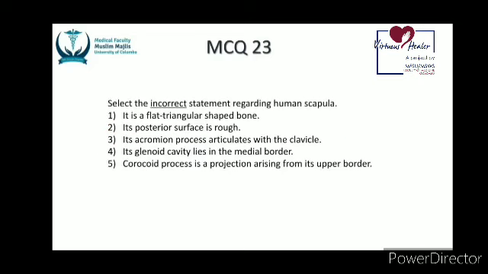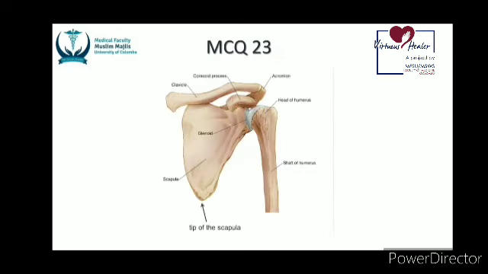Question number 23. Select the incorrect statement regarding human scapula. Number 1. It is a flat triangular shaped bone. In this diagram, you can see the scapula and the upper part of the bone humerus and how they articulate with each other. So you can see here the scapula is a triangular shaped flat bone. So the statement number 1 will be true.